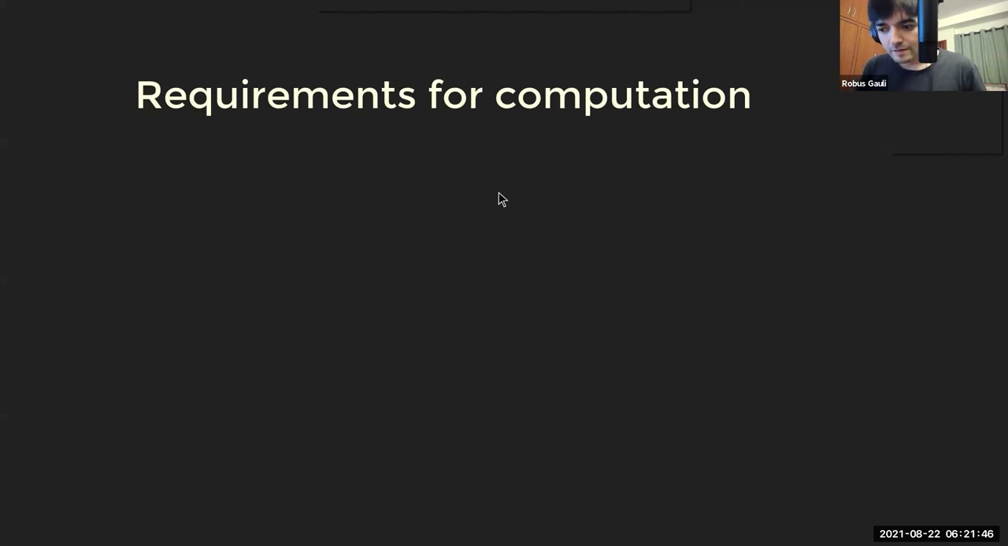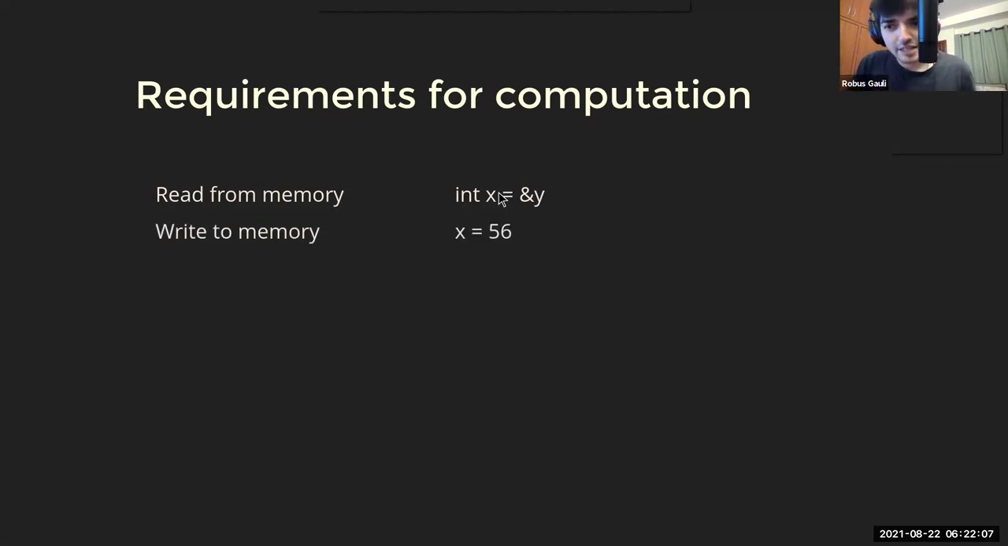So let's say, for example, if I want to write a hello world, or if I want to write a program that sends me to Mars, what are the actual requirements in order to compute those kinds of tasks? Let's discuss. First thing, you should have an ability to read from memory. That's one requirement. The second one is you should be able to write to memory. That's the second requirement, right?